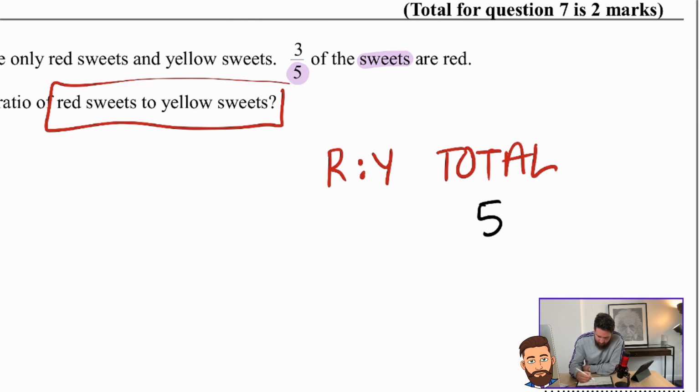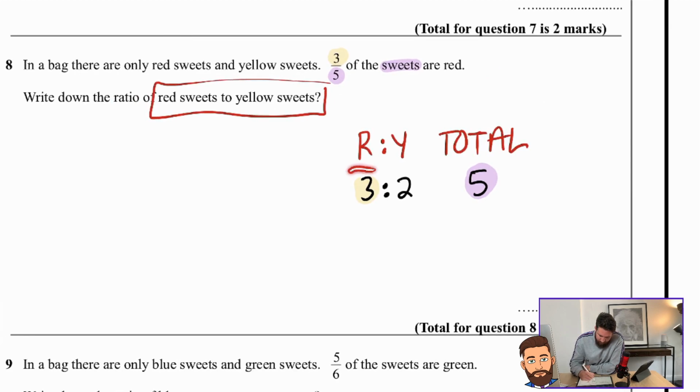And the red, 3/5 of the sweets are red. So that 3 can go there. And again, once you've set it up nicely like this, it should be quite clear. Even if you didn't quite understand how I got that bit, you should be extremely clear on what yellow has to be to make 5. So yellow would have to be 2. Okay? Because 3 to 2 makes a total of 5 parts.